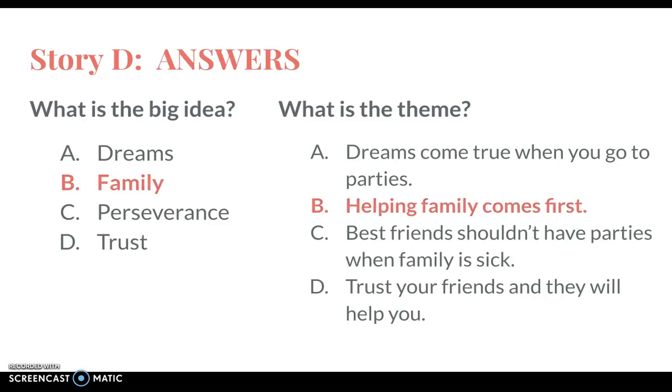If you chose family and helping family comes first, you are correct. In this story, Greg was faced with a choice to go to a party or spend time with family, specifically his grandmother. And after some thinking, we see that the character chose to spend time with family. The author never said helping family comes first, but as a good reader, we can infer the theme based on the character's actions and our own knowledge.